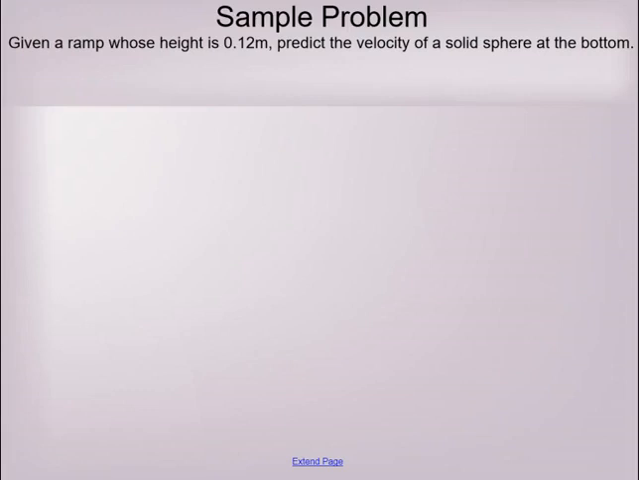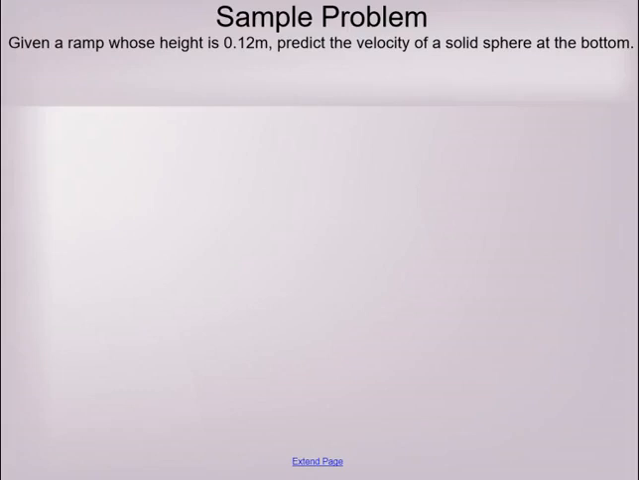Let's try a sample problem. Given a ramp whose height is 0.12 meters, predict the velocity of a solid sphere at the bottom. Notice I did not give you the mass or the radius of the solid sphere because, as you might remember from the rotational derby, a large solid sphere tied a small solid sphere. It turns out the mass and the radius of that solid sphere don't matter.